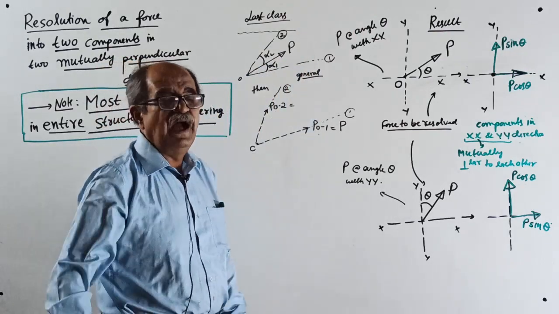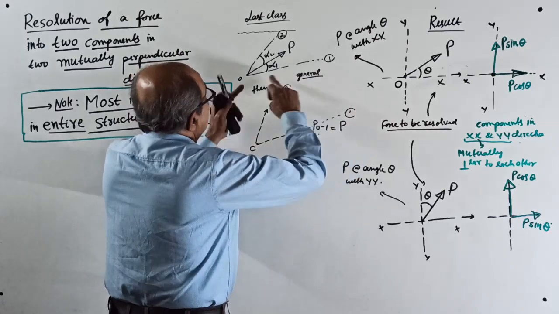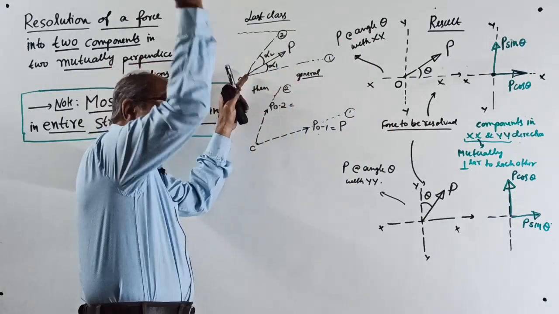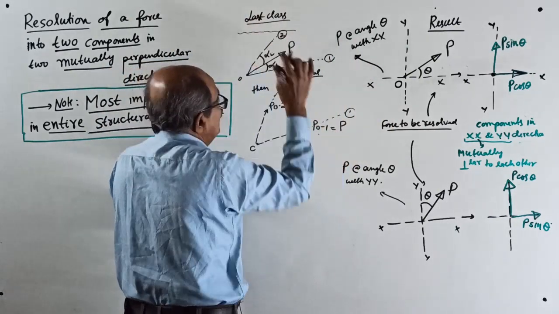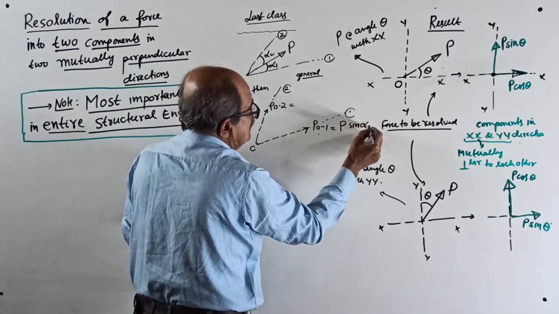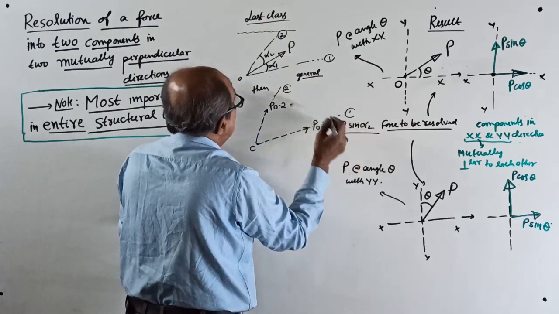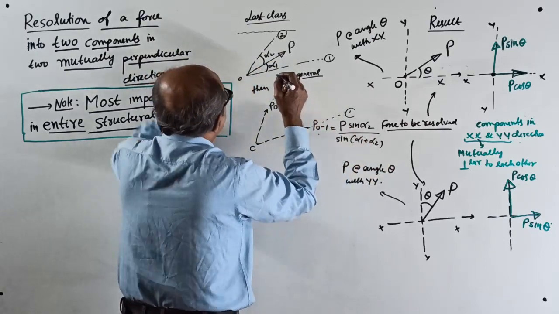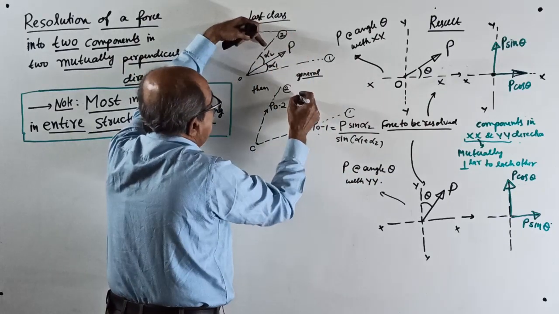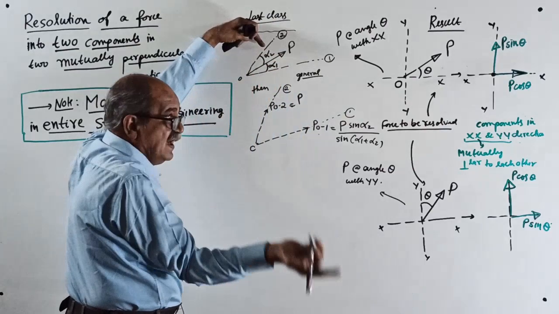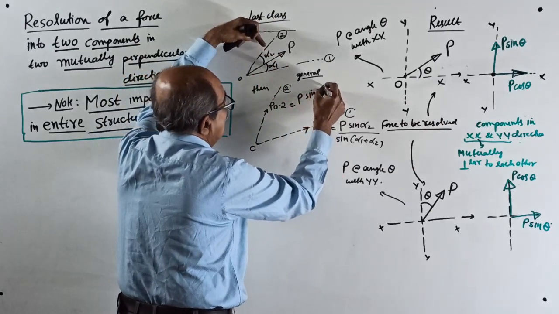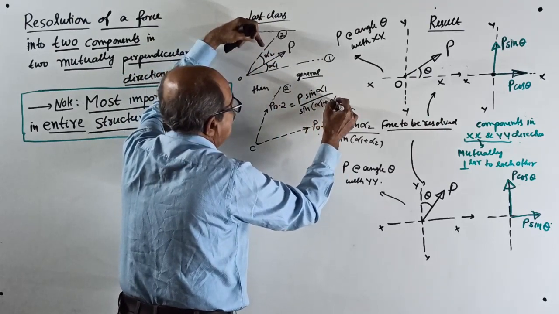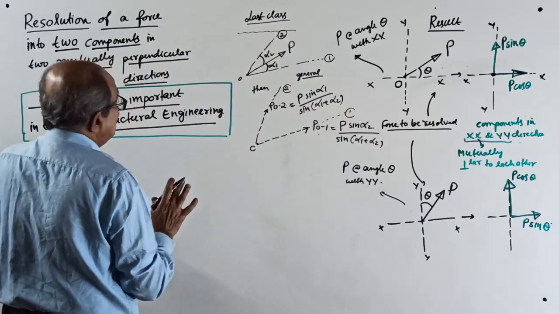In simple language, if you want component along direction 1, the component is force P to be resolved into sine of the other angle. I told so many times, other angle, sine alpha 2, divided by sine of the sum of the two angles, alpha 1 plus alpha 2. Same way, along 2, force P into sine of the other angle, sine alpha 1, divided by sine of alpha 1 plus alpha 2. Make a note.